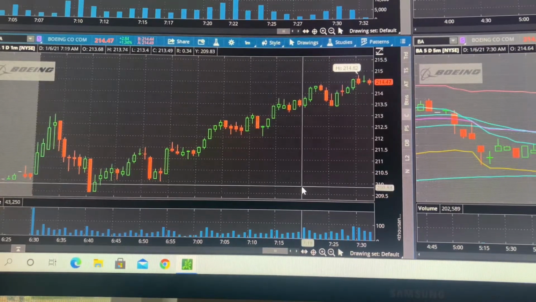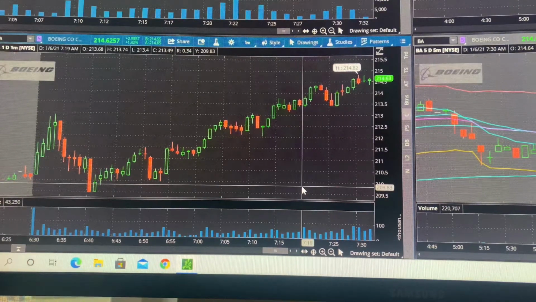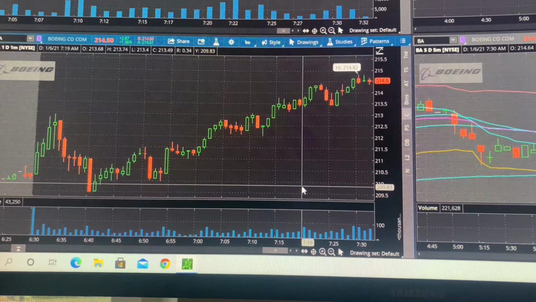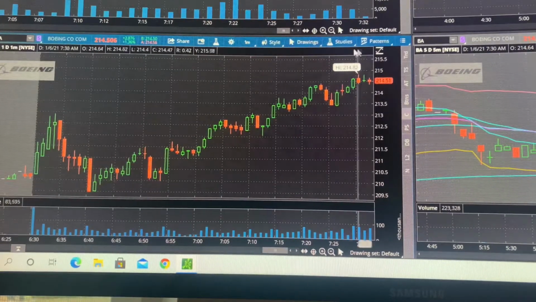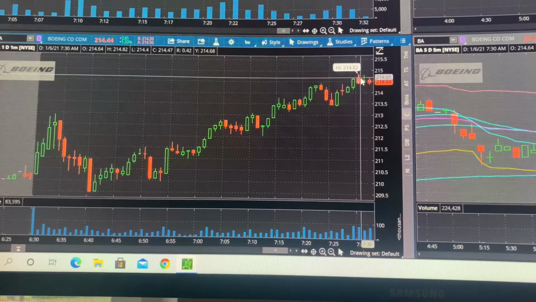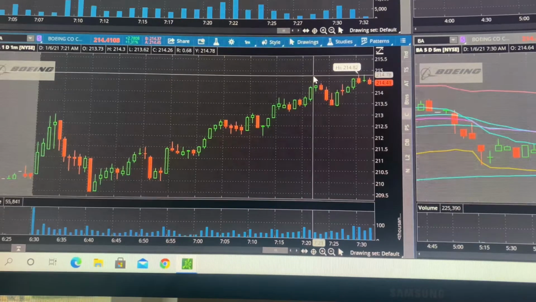And here's a live stock right now. This one's live. This is Boeing. It's about 7:32 in the morning here, and you can see the stock moving up and down, and that's great. Obviously, you would love to get in down here when it was 209, and then sell when it's up here at 214. Well, how do I know when to get in and when to get out?